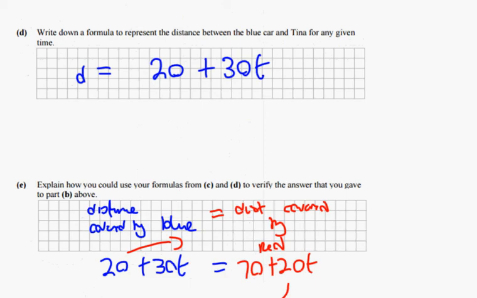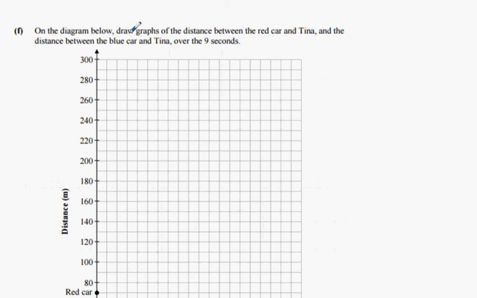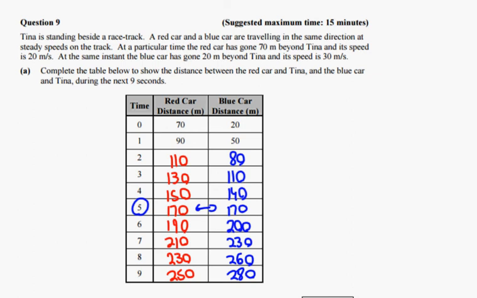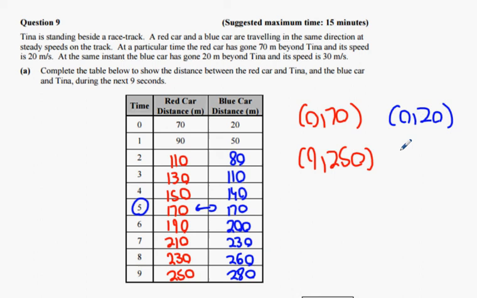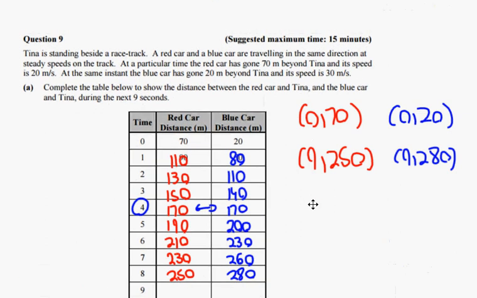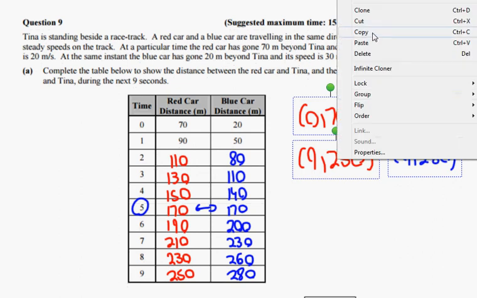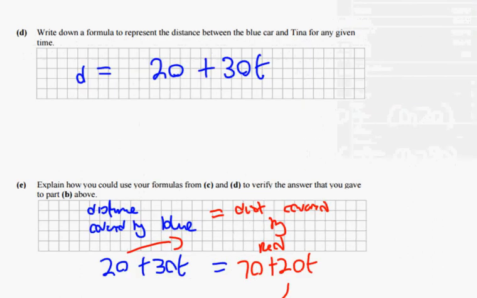Okay. Now, finally, on the diagram below, draw graphs of the distance between the red car and Tina and the blue car and Tina over 9 seconds. So at the moment we have the first 9 seconds. So the 2 points I'm looking for, for the red car, it's a straight line. So 0, 70 for the red, and you can see at 9 seconds it's 250 away, 9, 250. Then for the blue car I'm going to use 0, 20, and then after 9 seconds the blue car is 280 meters away from Tina. So these are the only points I need. Okay, so I'm just going to highlight these points here and I'm going to draw them down.